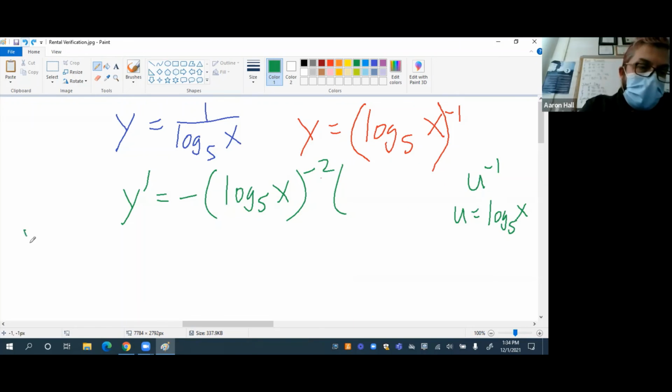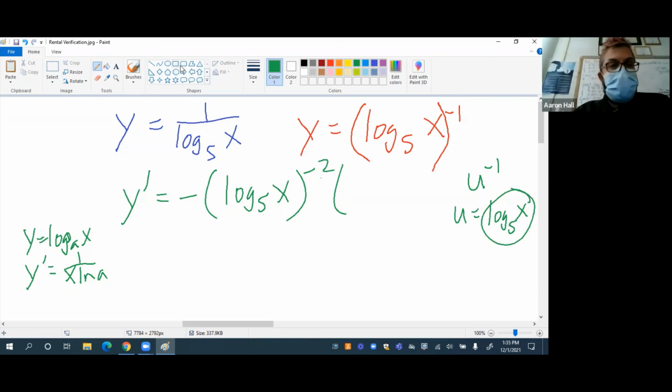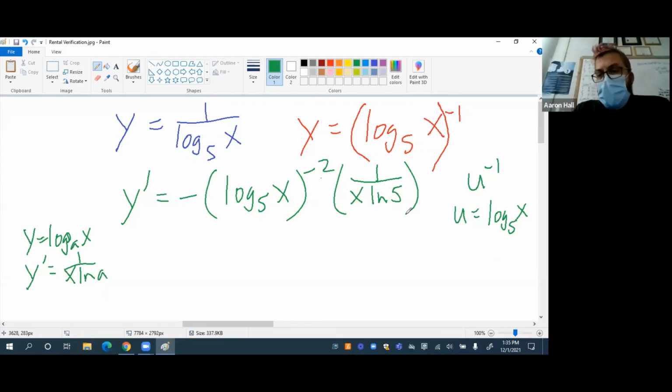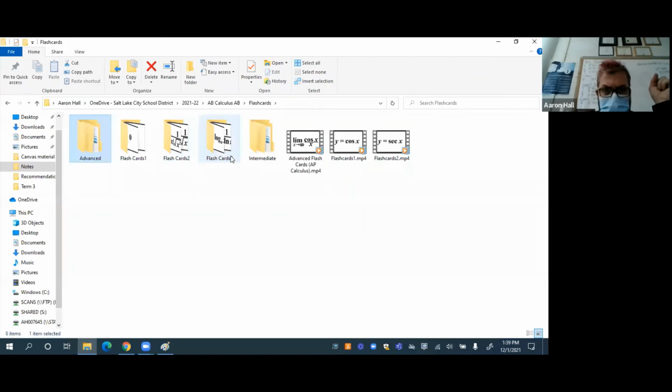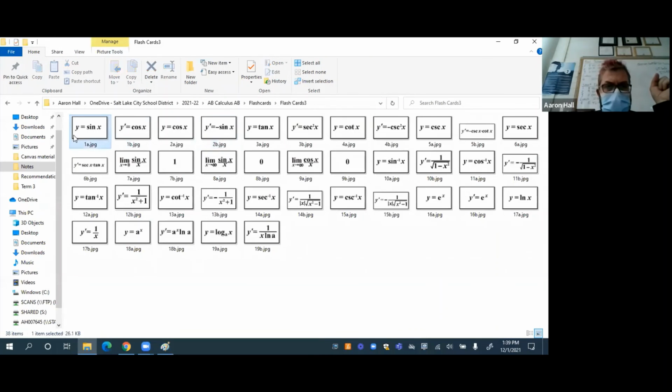Let's review this. We have y equals log base a of x. The derivative of that is going to be what? 1 over x times what? ln of a. So what's the derivative of this? 1 over x times ln of 5, yeah. So we took the derivative of the outside function, which is here, times the derivative of the inside function, which is there. We're good. There we go.